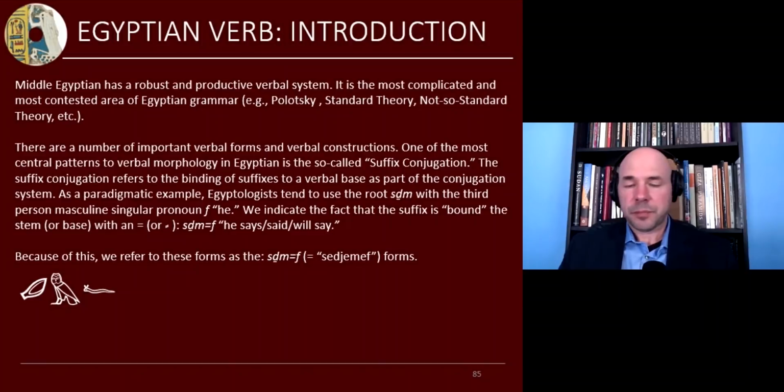But the way that this early verbal system worked, and again, not for all the verb forms, but for these sejamef forms, is you just use suffixes at the end to indicate the different number or person who's doing the action. So for example, sejamef, the F is the pronoun for third masculine singular, so it would mean something like, may he hear, or may he listen.